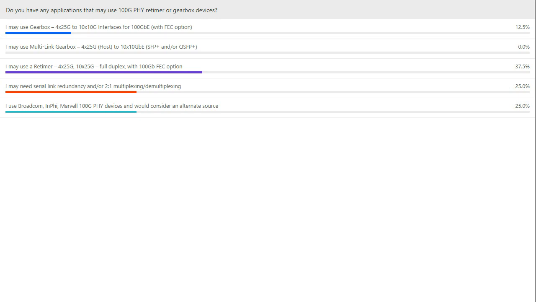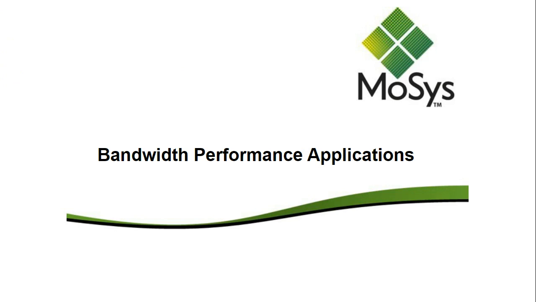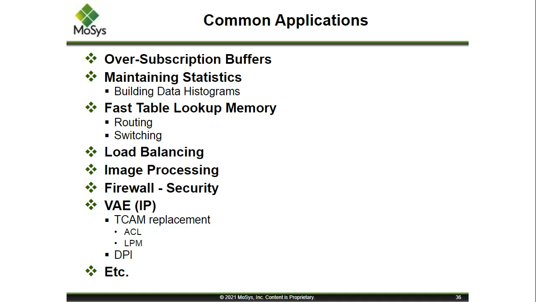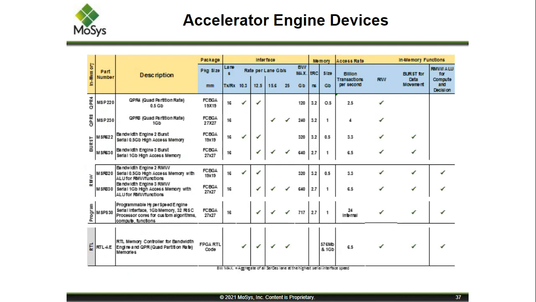Okay. This is Mark again, Mark Baumann. I'm going to just take over for the last couple of minutes here. And again, we wanted to close it out by reiterating some of the things we talked about, like some of the common applications of buffering, load balancing, image processing that we now offer through the MoSys products. And again, show you that little summary table.